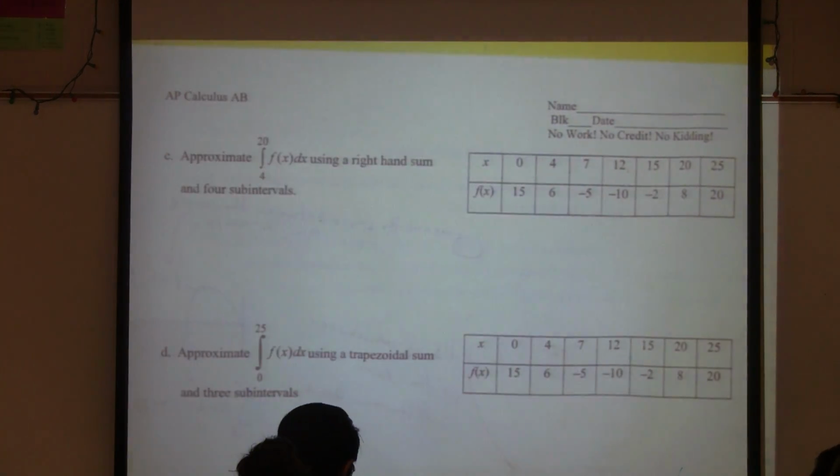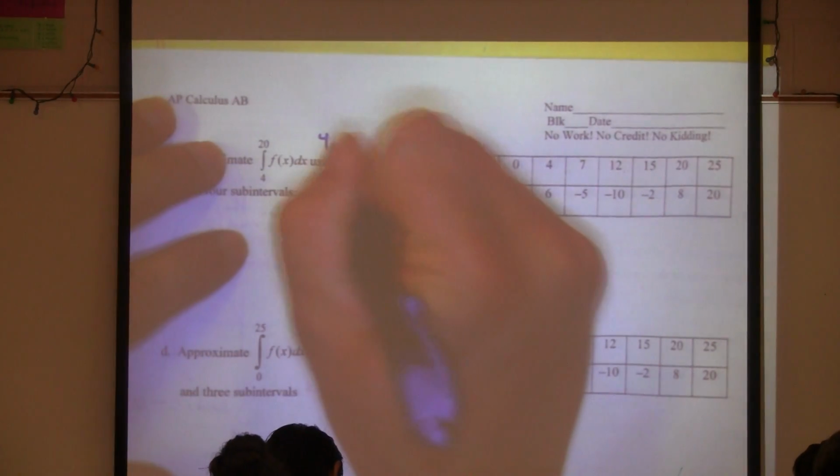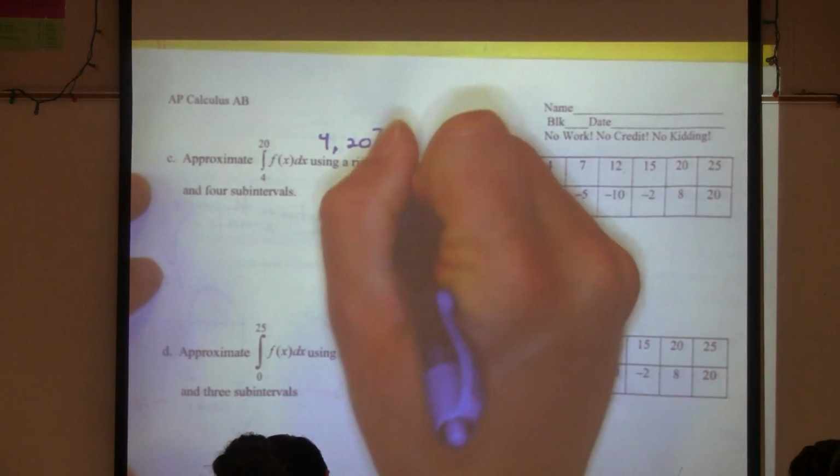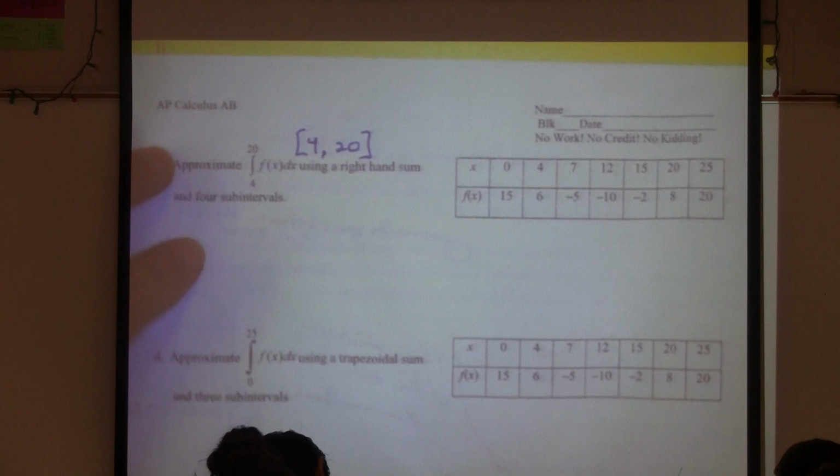Two more examples and we'll be done, okay? This one's saying to go from where to where? We changed it on. From 4 to 20. Probably not a good combination to use there. But anyway, what can we scratch out here?